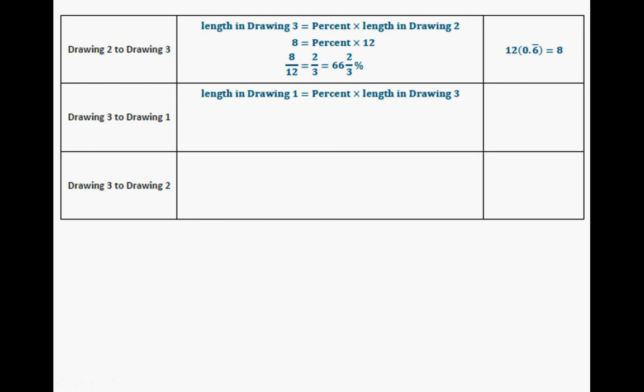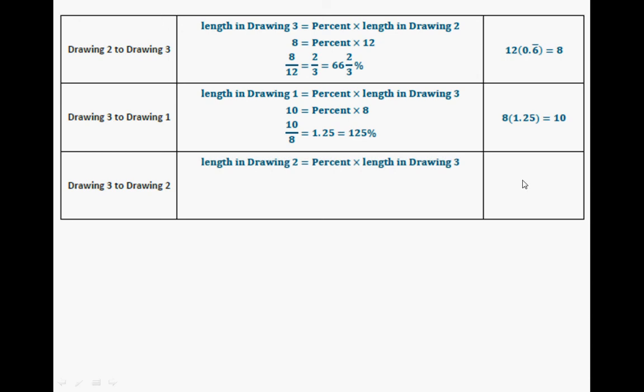And now drawing 3 to drawing 1 would give us a percent of 125%. That is 10 over 8. And because this is a terminating decimal, we can leave it as a decimal. 8 times 1.25 is 10. And last but not least, drawing 3 to drawing 2 would give us a percent of 150%. And 8 times 1.5 is 12.